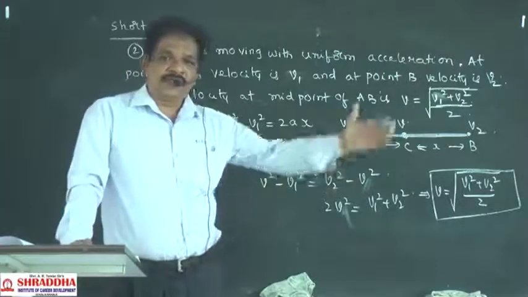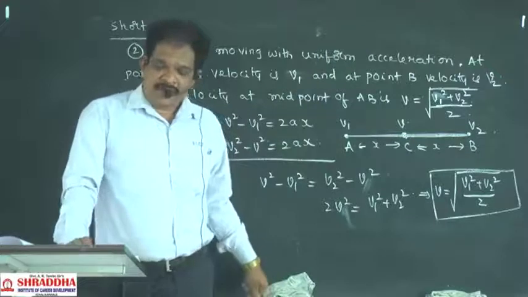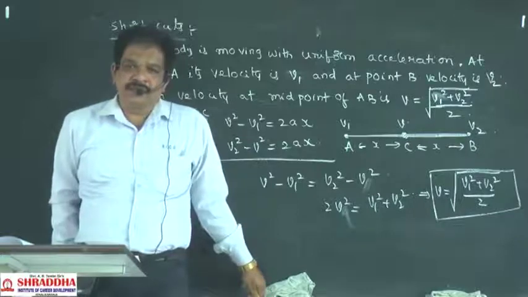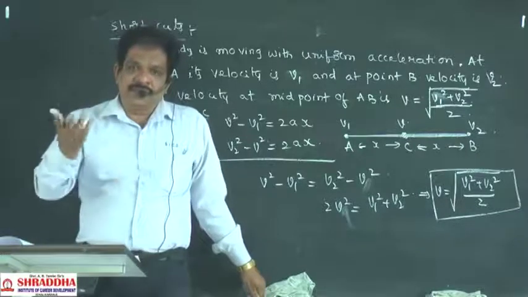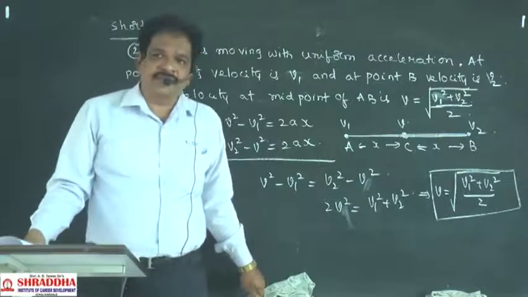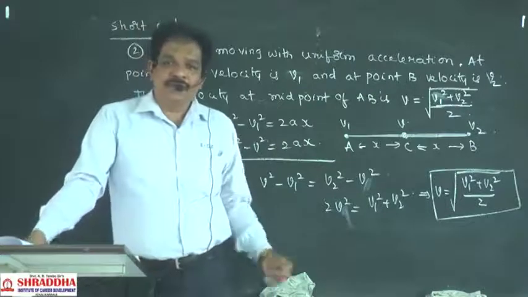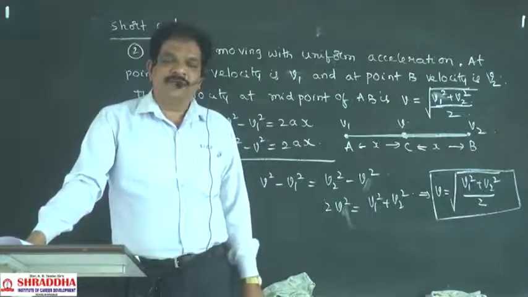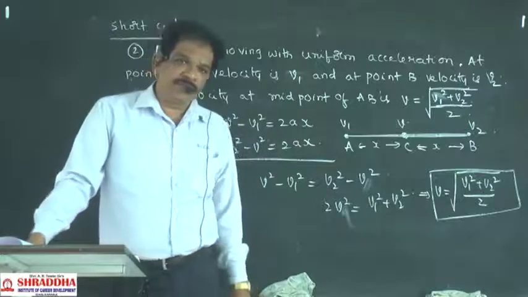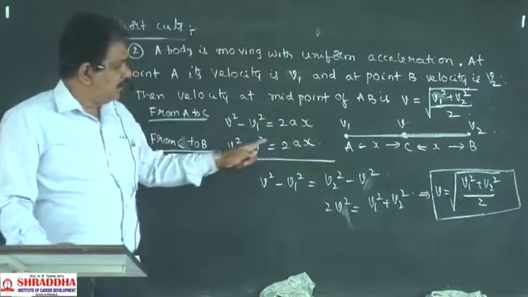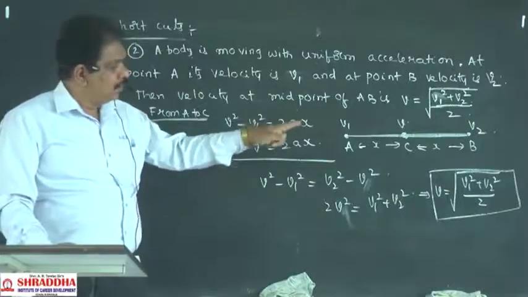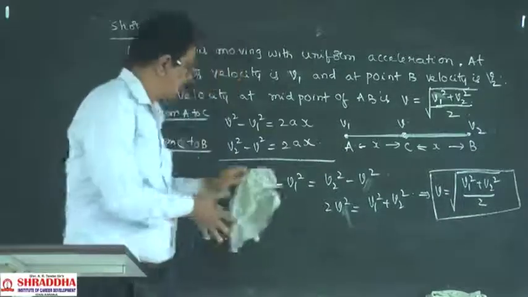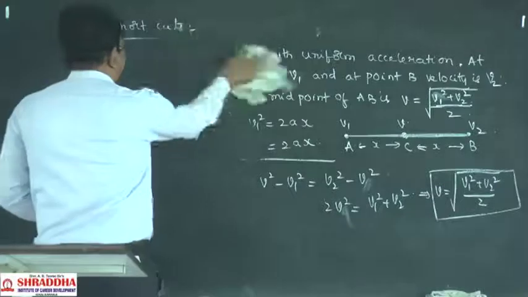A car is crossing a bridge. At the starting of the bridge, car velocity is 10 meter per second. At the end of the bridge, car velocity will be 20 meter per second. What is its velocity at the midpoint? Like that, a question will be there. Understanding? So what is the formula? V is equal to root of V1 square plus V2 square by 2. Next, after finishing this, we will see the third one.